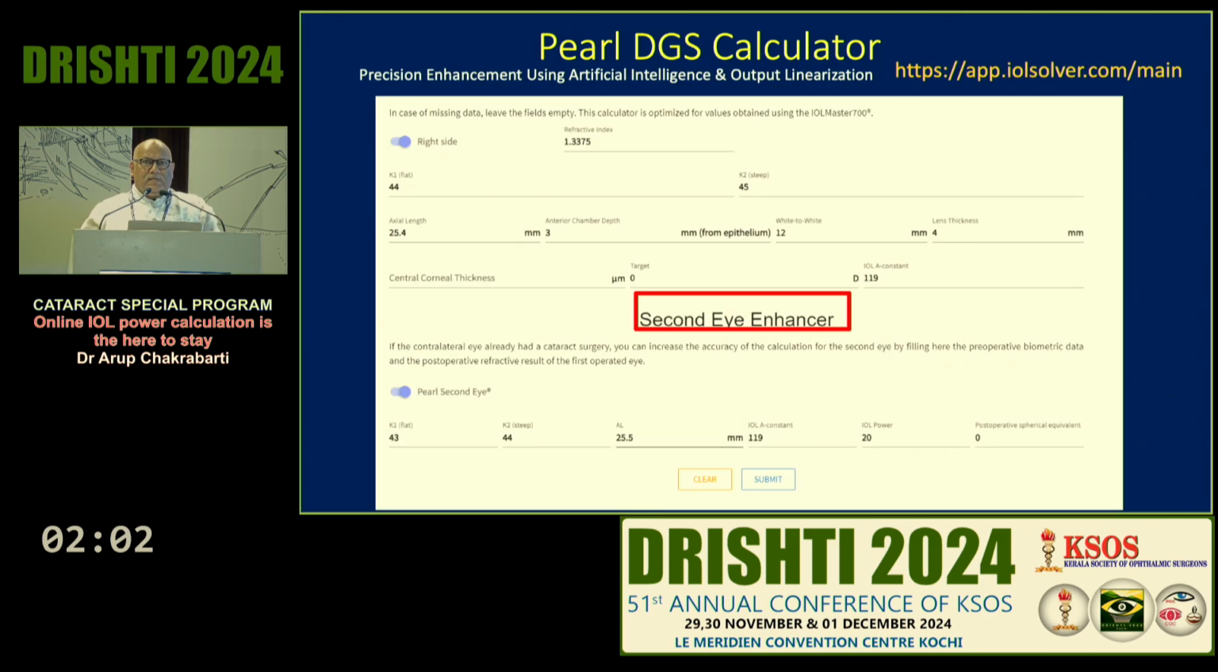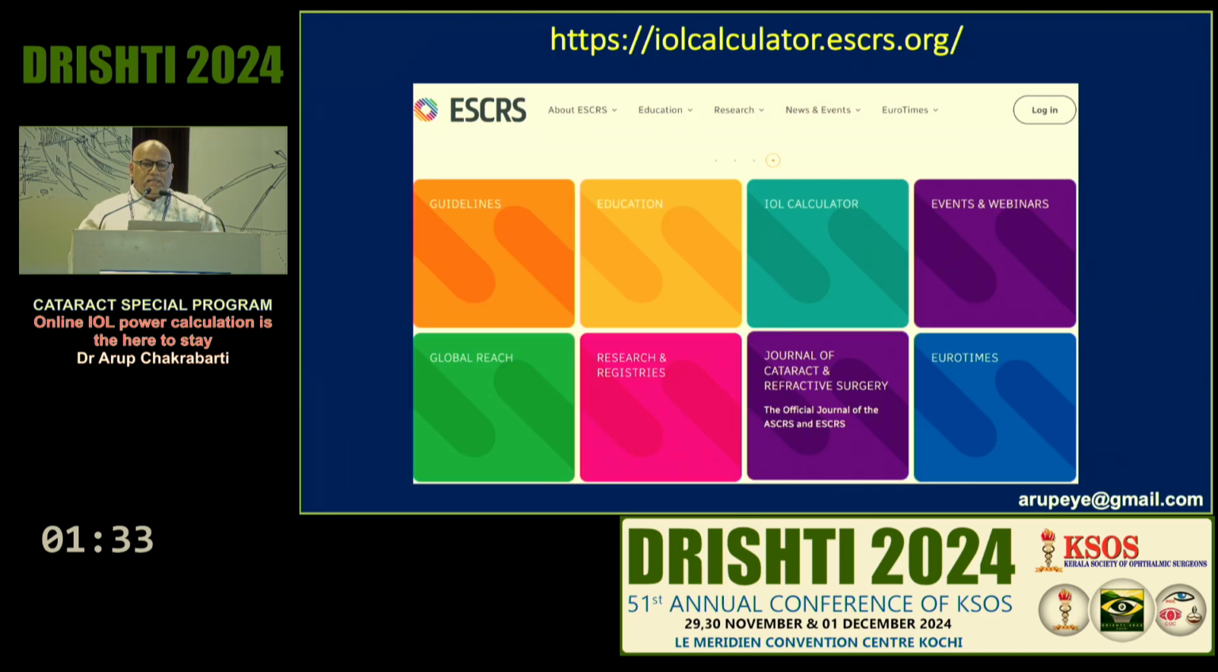Another formula which was published in AJO and has been gradually gaining in popularity is the Pearl DGS calculator. This also calculates the second eye enhancer. It has a feature called second eye enhancer. Like if you operated on the first eye and give an adequate period to heal, 8 weeks, and then you can use this formula. So you can get some idea as to what should be the target refraction for the second eye to be operated after ascertaining the refractive outcome on the first eye. I think this is a game changer.